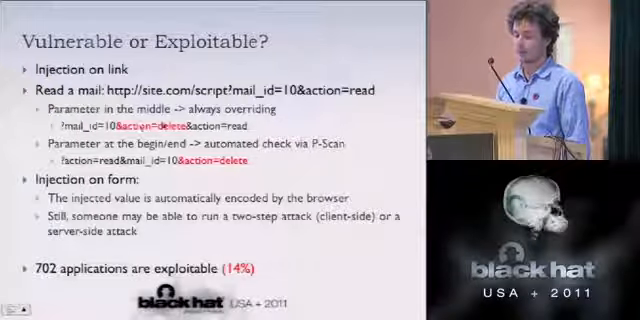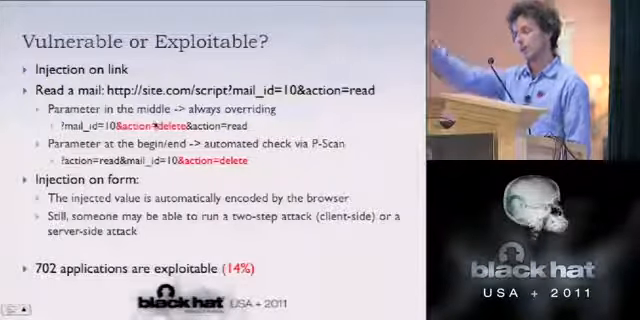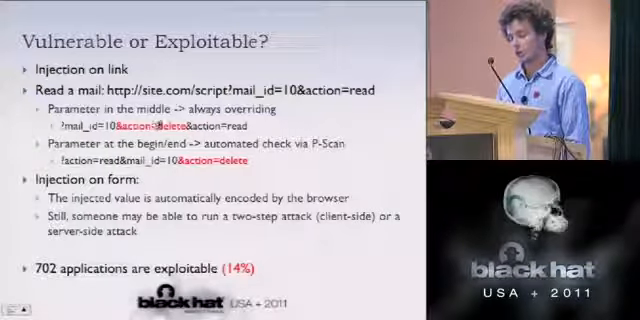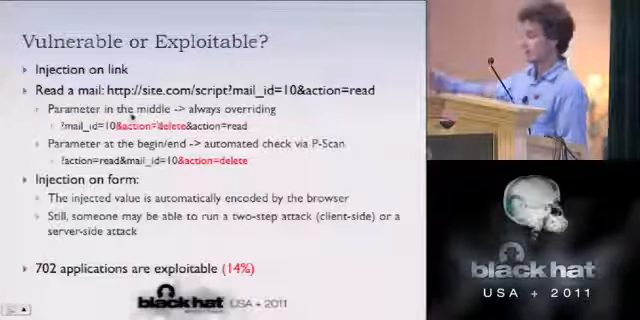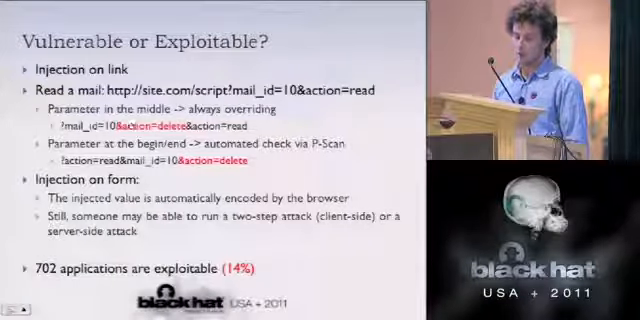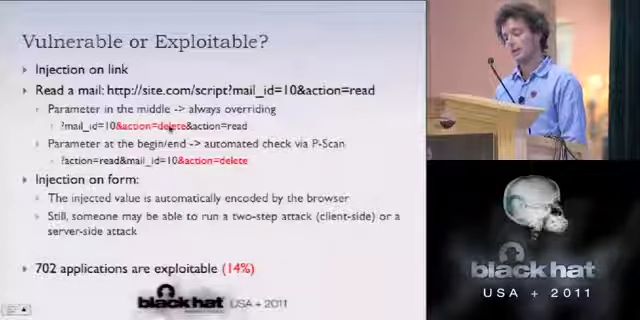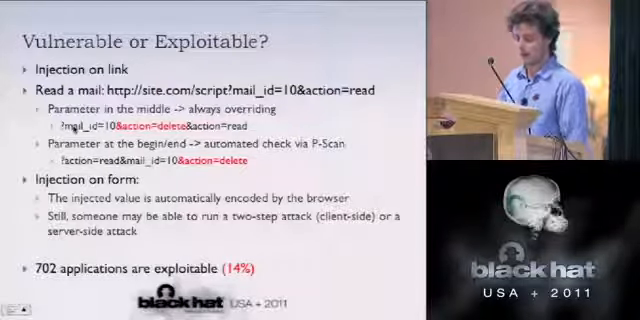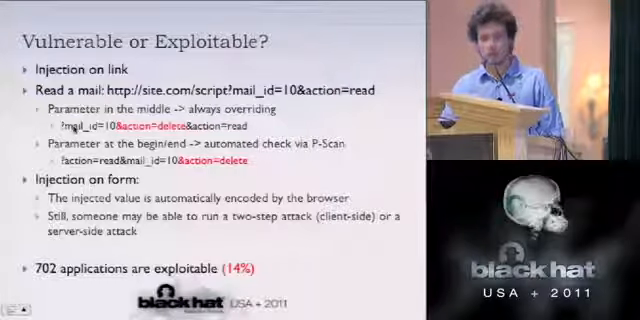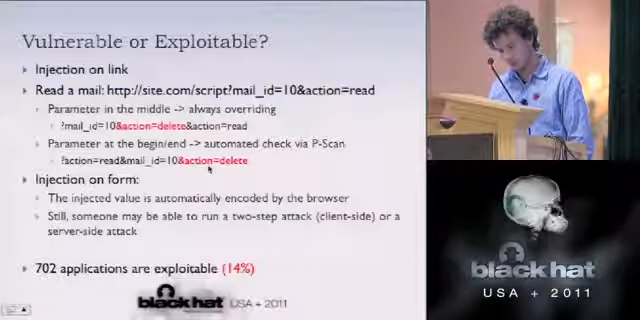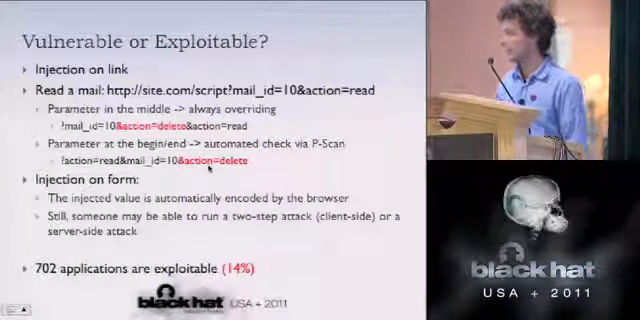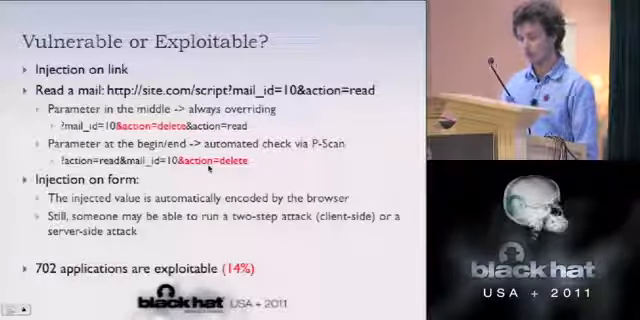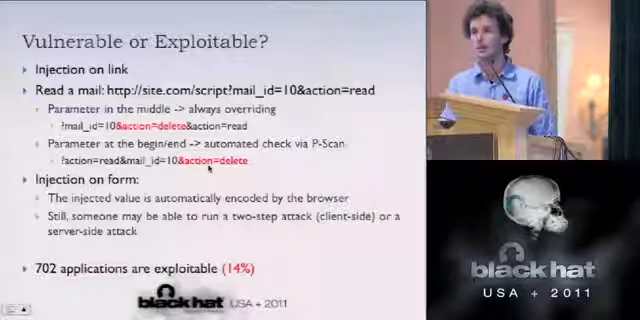If the precedence is on the first parameter, and you inject it here, you will override the action read, so you can actually delete mail. Instead, if the precedence is on the second parameter, you can write mail ID equal 20, so you can override the mail parameter. So when the injection is in the middle of the link, there is always overriding. Instead, if an injection is either at the beginning or at the end, you should check the precedence given by the application. And this can be done automatically using the pscan component I was showing before.